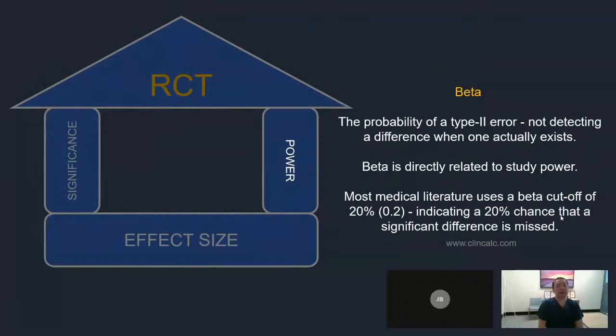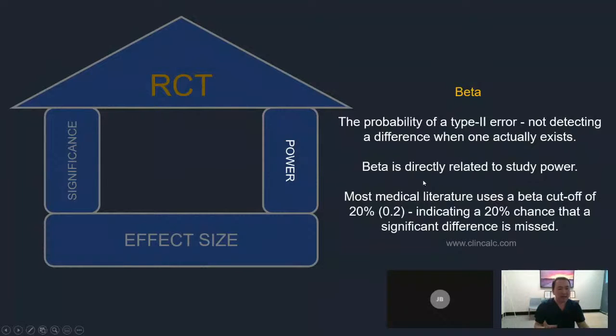The next one is the power of the study, which is very important. This is related to the probability of type 2 error, which means not detecting a difference when one actually exists. If our power is very small, then we may not find the difference between the groups when actually there is a difference. For example, we did fresh versus frozen. There may be a 2% improvement after frozen, but because we are so underpowered, we will not see that.